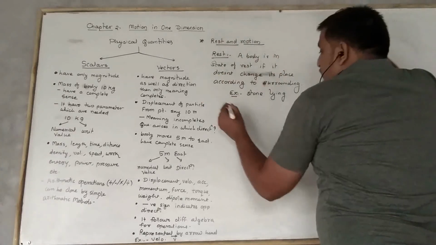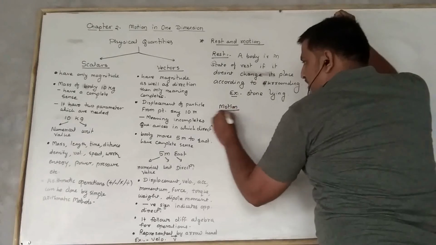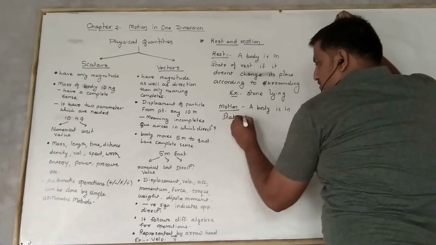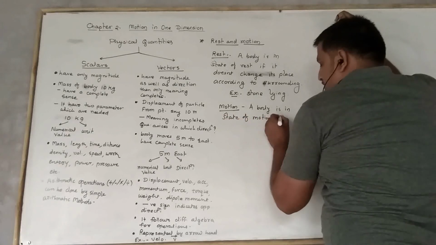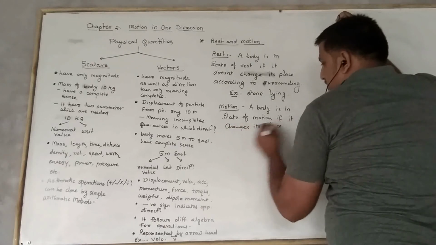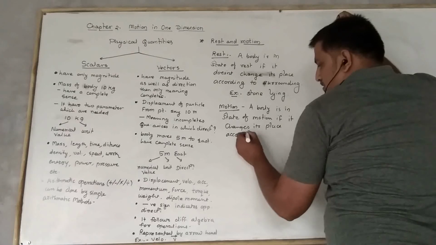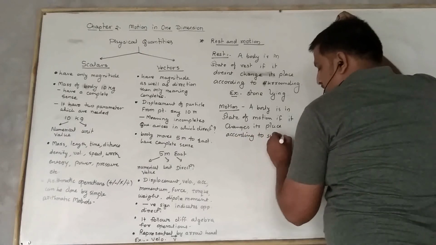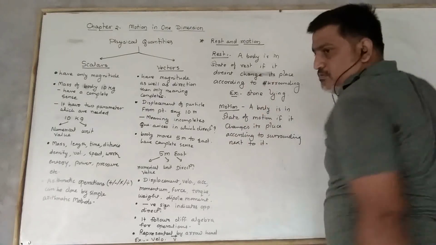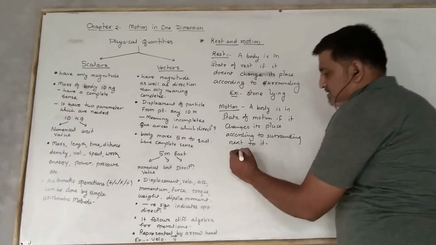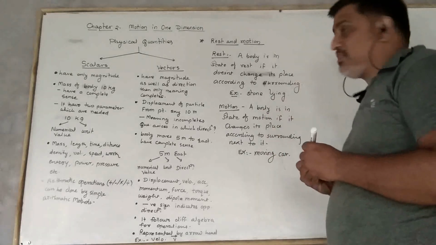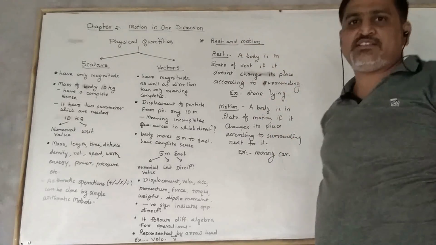Now, how can we define a motion? Same way, we can say that a body is in state of motion if it changes its place according to surrounding next to it. Okay? So that is the simple definition. So I hope that you understood about the rest as well as motion.